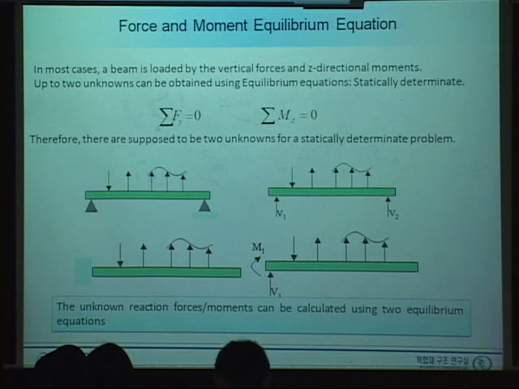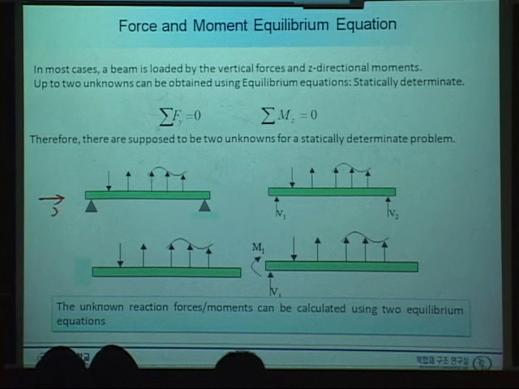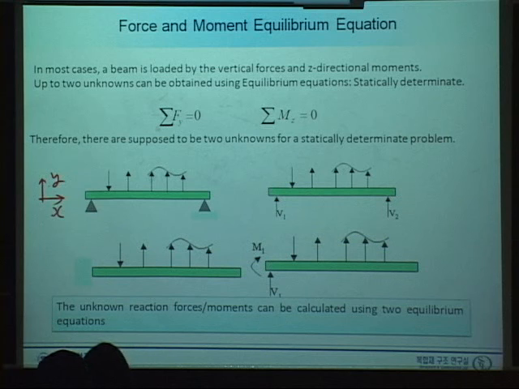In the beam case, we have the y-direction. This is what we call x and y. And x and y. For force equilibrium, vertically we always have a force equilibrium, and a moment equilibrium, the z-directional moment equilibrium. So these are the two equilibrium equations.